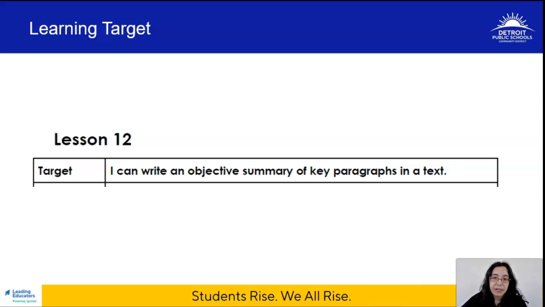Here's our learning target for today. Let's read it together. I can write an objective summary of key paragraphs in a text. So today, after doing your first and close reads of some key paragraphs, I'll ask you to write a summary, and I'll go over what's included in a strong summary before you get started with that.